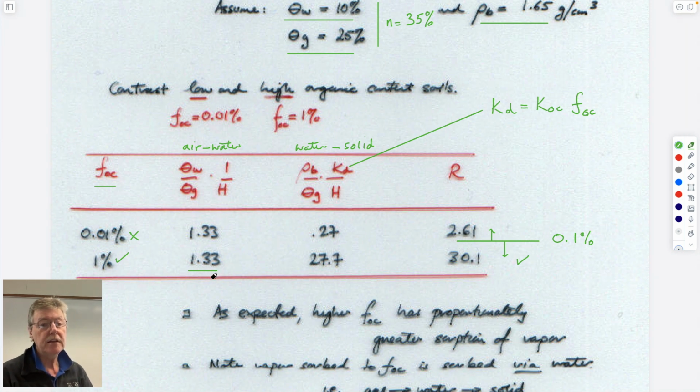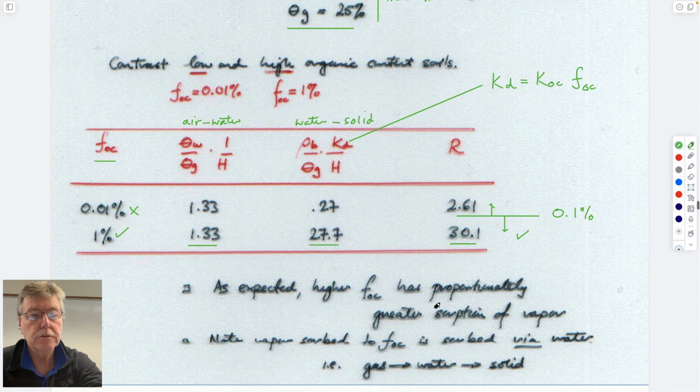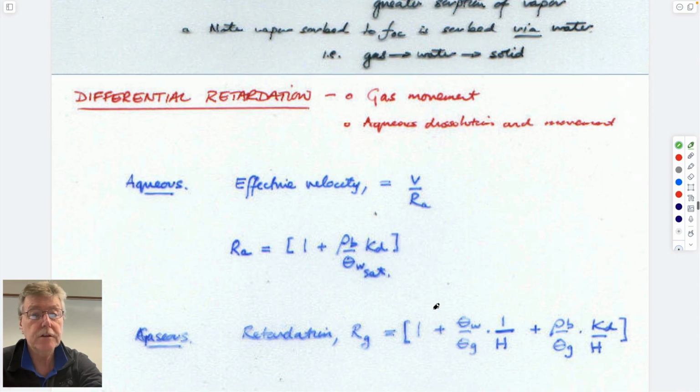But the big change you get is if you have a lot of organic carbon. And if you have a lot of organic carbon, the partitioning from the water to the solid is big, and therefore it makes this a big number. 30 times slower than if you had it going otherwise. I guess 15 times slower between these two. So there's a big shift in those two. Okay? So that's how you can calculate that.